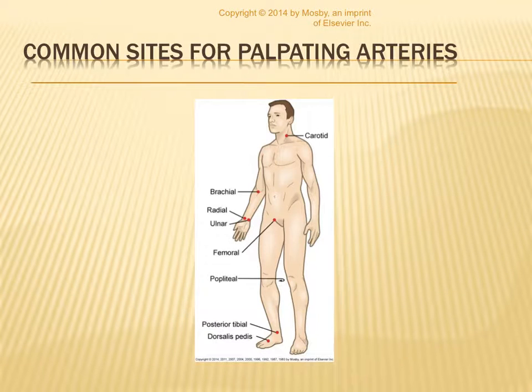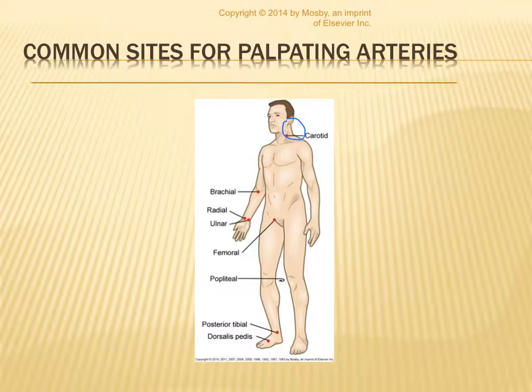This is a picture of the common sites for palpating your arteries. You have your carotid arteries. And like I said, you palpate one at a time. Do not palpate both at the same time. However, that only applies to the carotid arteries.